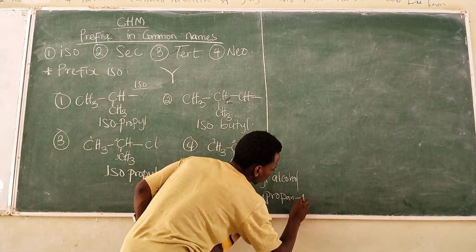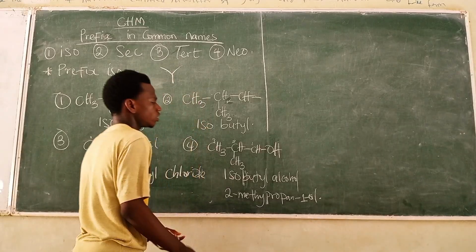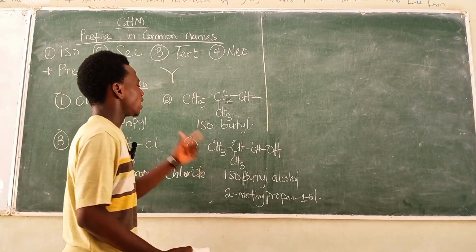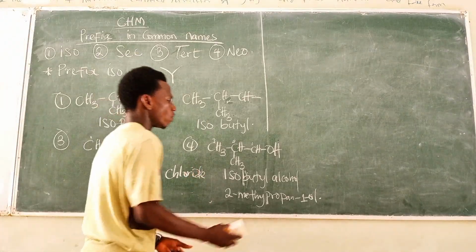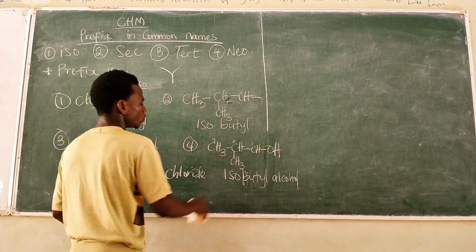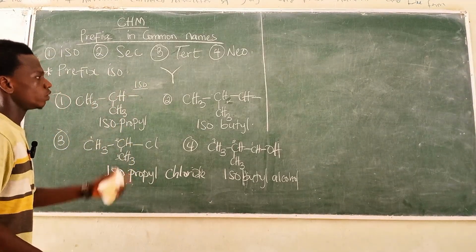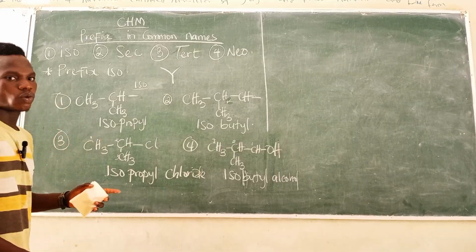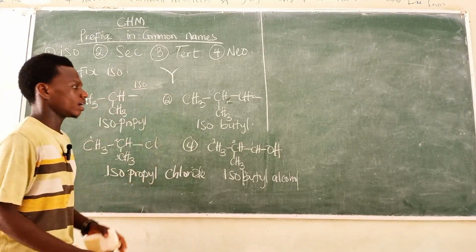propan-1-ol. So this is the IUPAC name of this particular compound. But then the common name is isobutyl alcohol. So that is how you are able to name organic compounds using the prefix iso. Let's look at one more example on how to use the prefix iso in organic compounds before we move to the prefix sec.